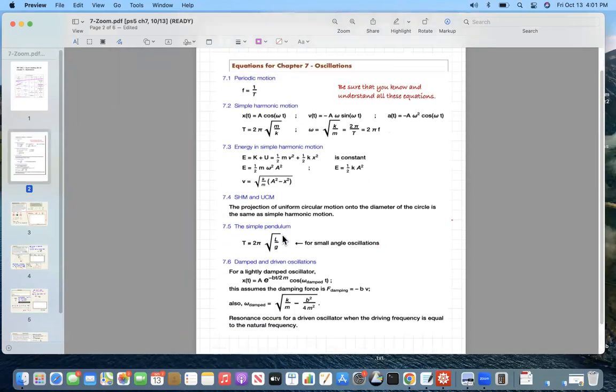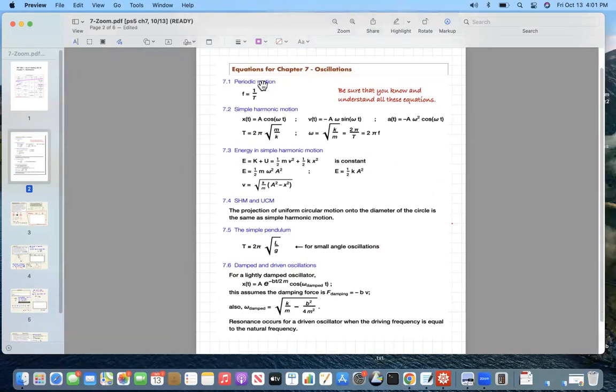When you read the chapter, you should take notes and make sure you understand and have written down the important equations. So here are the sort of equations that you'll see in chapter 7. First of all, there's a section on periodic motion, and there's a relation between frequency and period of oscillation.